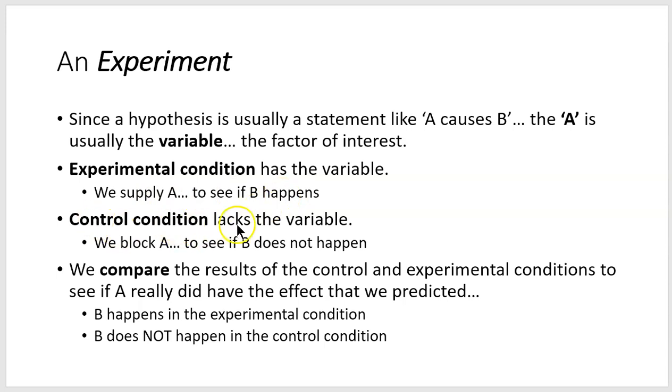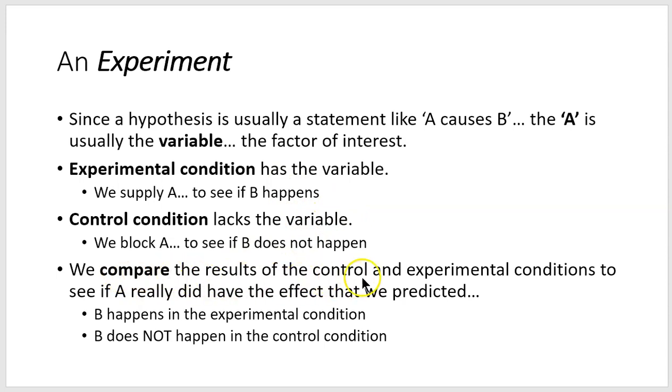The control condition lacks the variable, we're blocking A in a sense to see if B does not happen. So again, notice that definition of A causing B. The very definition had 3 points in it. Points 2 and 3 help us design these two aspects of our experiment. We're supplying A to see if B happens, and we're blocking A to see if B does not happen. So the definition of A causes B helps us set up a good experiment to test the hypothesis.